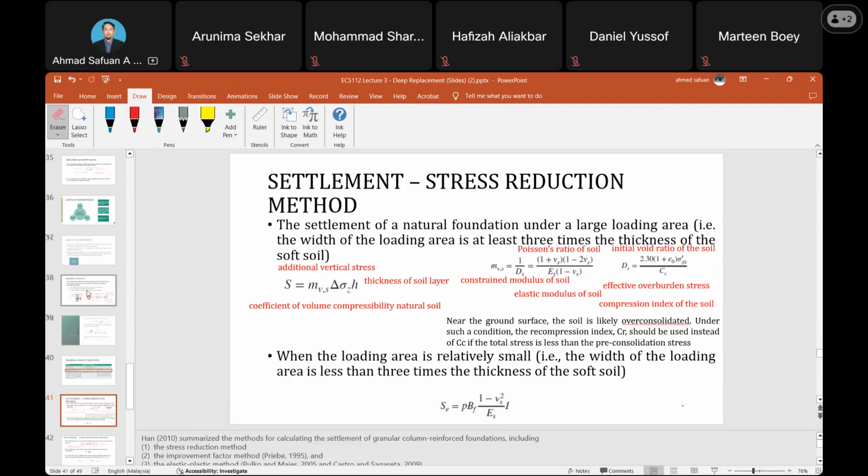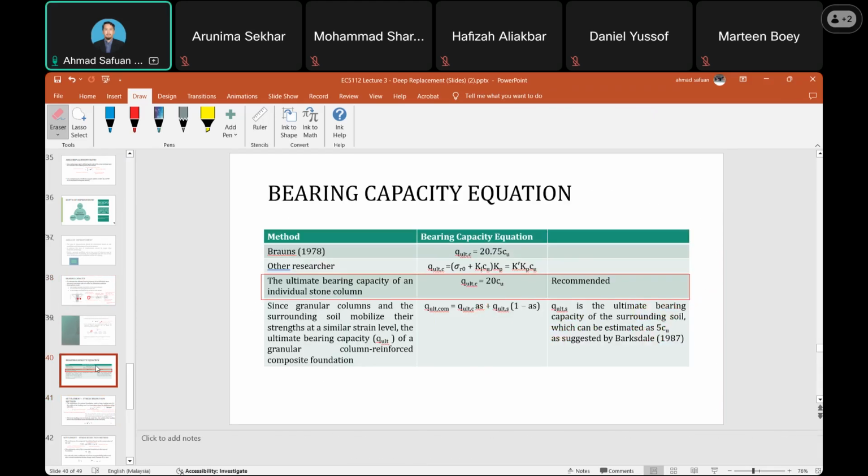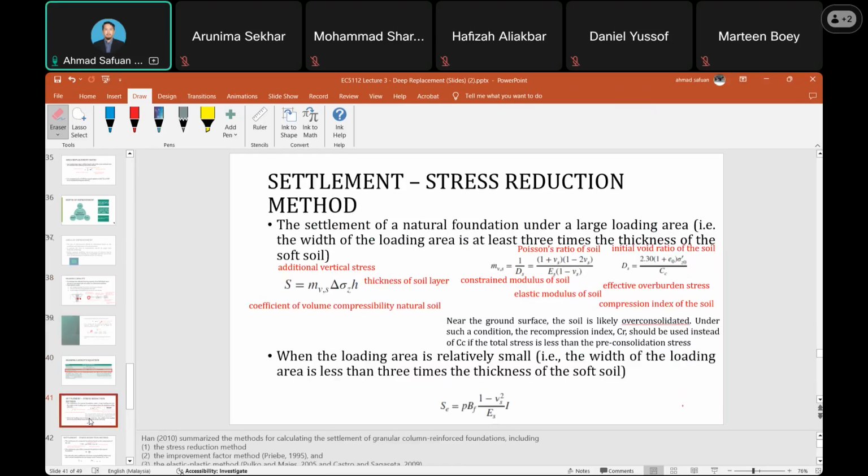So this is for the bearing capacity. Now this is for the settlement. The settlement of a natural foundation under a large loading. The width of the loading area is at least 3 times the thickness of the soil.